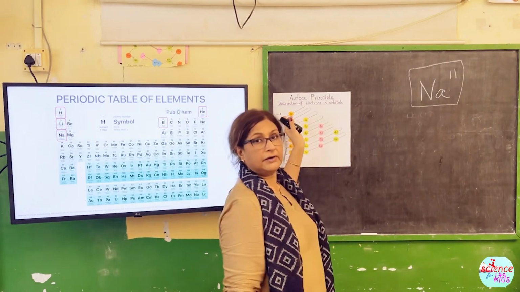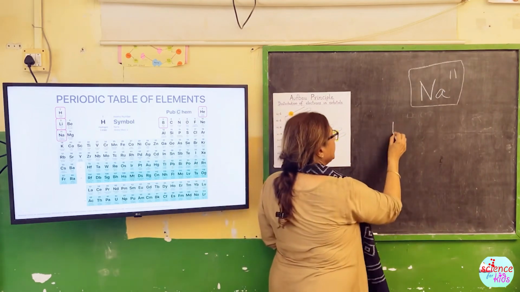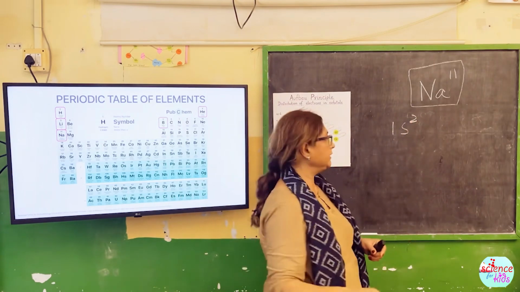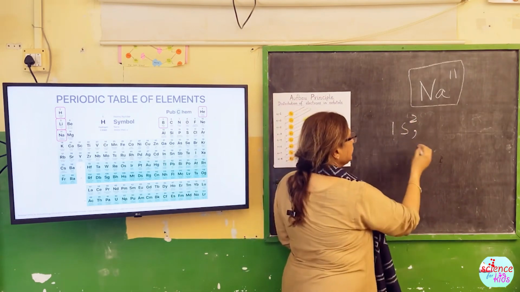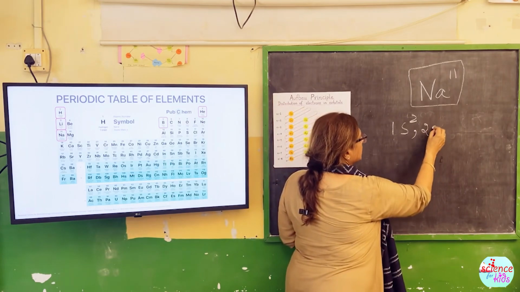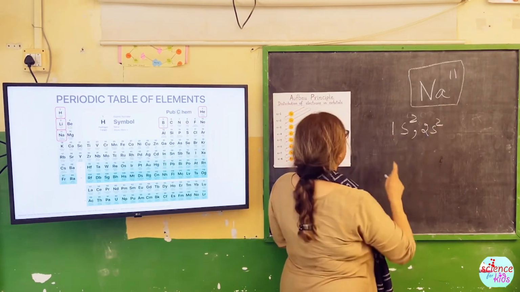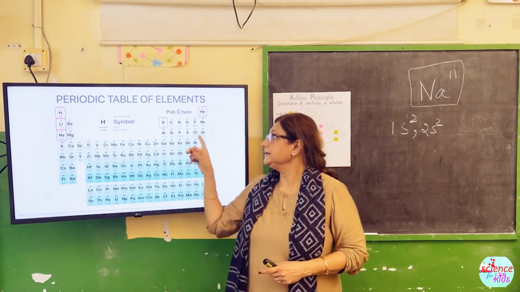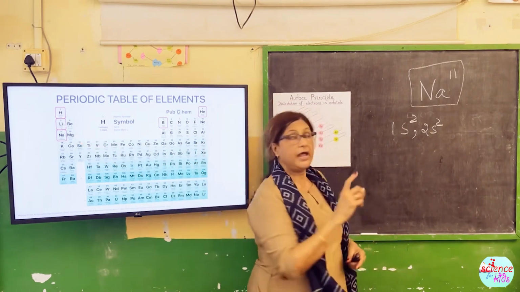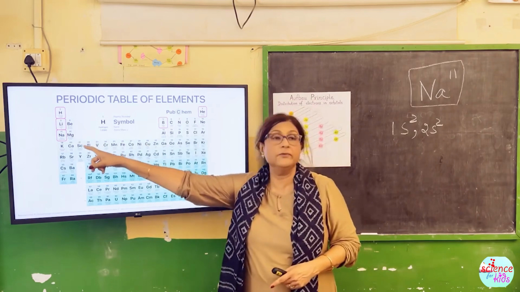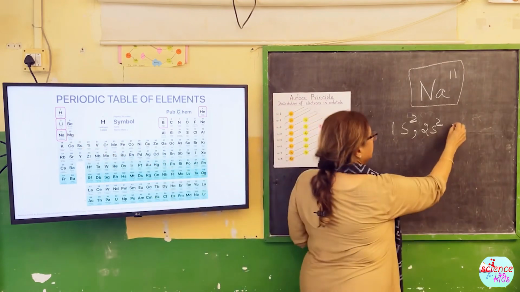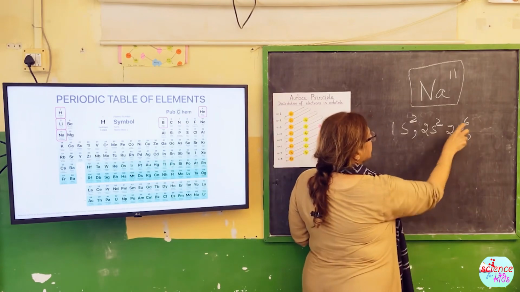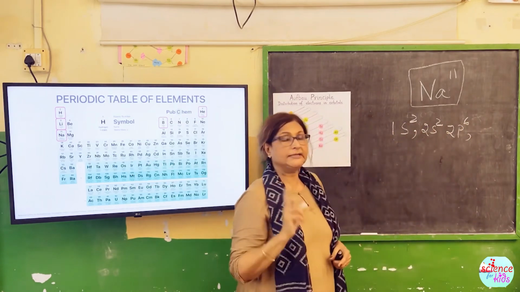And again we start from the top, so it will be 1s2, because s can hold a maximum of 2 electrons. Then we move to the next period, which is 2s2. Now remember, in period 2, after s we have the p block, so we have to fill the p block before we move on to the third. So it will be 2p6. So that is 6 plus 2 is 8 plus 2 is 10.